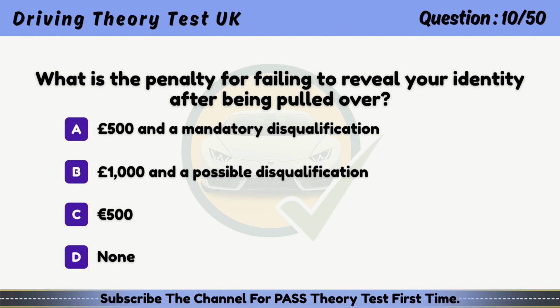Question 10. What is the penalty for failing to reveal your identity after being pulled over? Option A. Pull into a passing place on your left. B. £1,000 and a possible disqualification. C. €500. D. None.